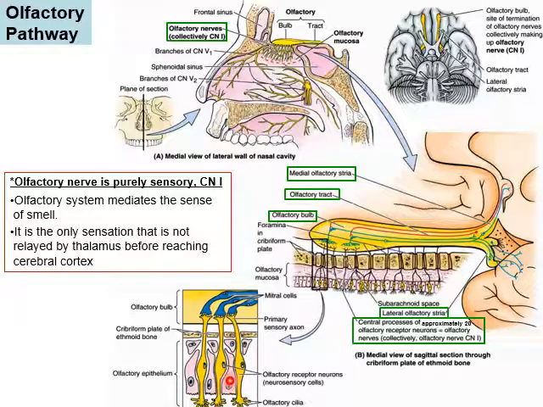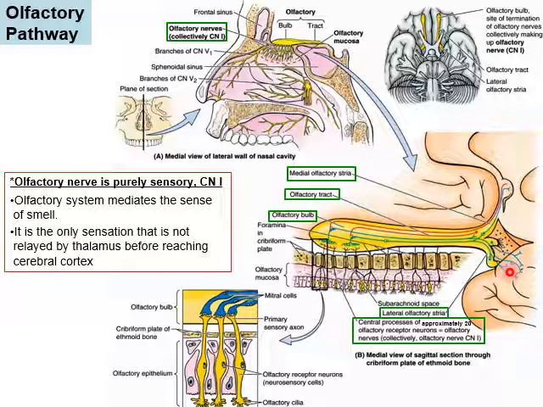And from there, this is the first order neuron. It reaches the second order neuron, which is the mitral and tufted cells, which are present in the olfactory bulb. And the axons of the mitral and tufted cells run in the olfactory tract, and then from there it divides into medial olfactory stria or lateral olfactory stria. From the lateral olfactory stria, it reaches the olfactory cortex.